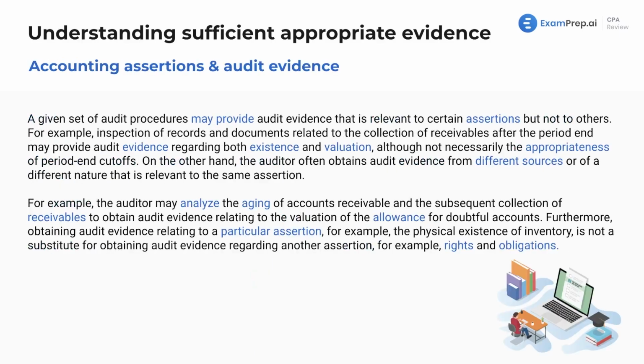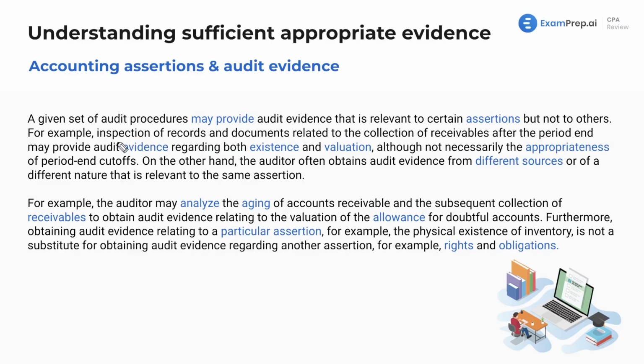Accounting assertions. Let's dive into these. As I mentioned earlier, we will be seeing these in other lessons as well. And these are existence, valuation, completeness, cutoff, rights and obligations, all of these assertions that are made by management. A given set of audit procedures may provide evidence that is relevant to certain assertions, but not others.